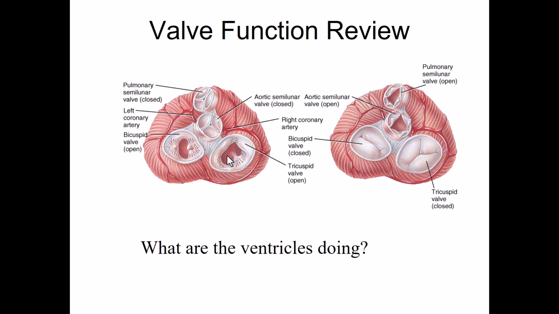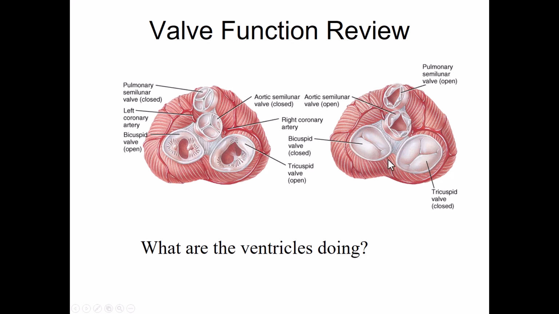Atria and ventricles contract and relax opposite of one another. So when the atria are contracting, the ventricles are relaxing. When the atria are relaxing, the ventricles are contracting. When the atria contract, they push blood down into the ventricles, so these atrioventricular valves have to be open because the ventricles need to fill. The semilunar valves are closed.